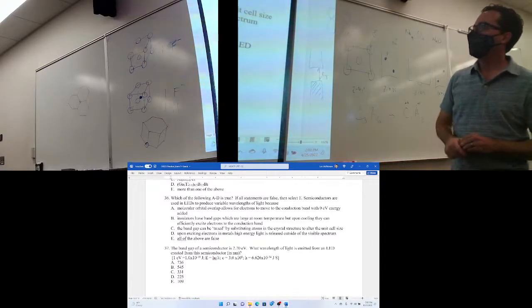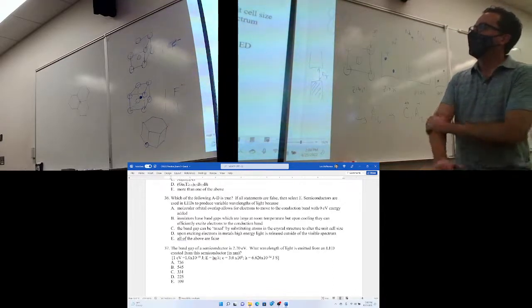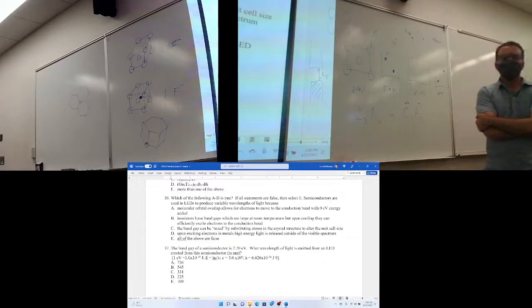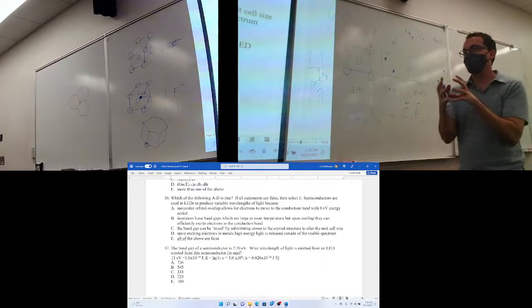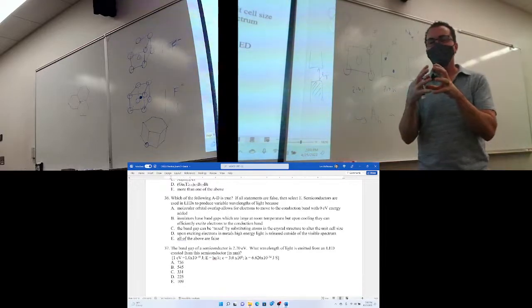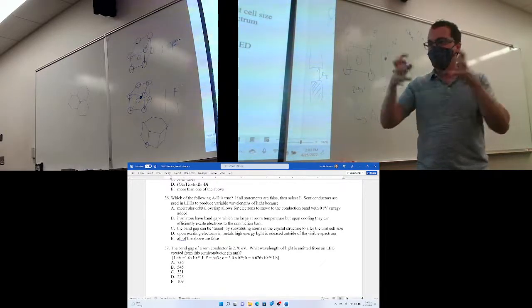So that's not true. Insulators have band gaps, which are large at room temperature, but upon cooling, they can efficiently excite electrons to the conduction band. What do you think? So we know that insulators have large band gaps, but what happens when you cool the atoms in any structure? They slow down, they can get closer together, and what happens to orbital overlap when they get closer? What happens to the band gap when atoms get closer?